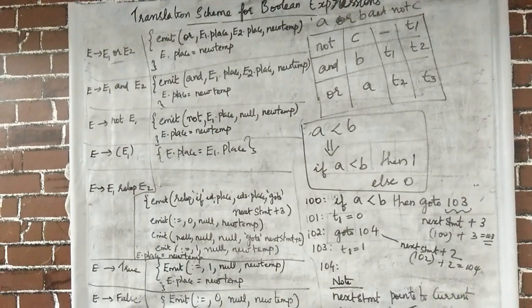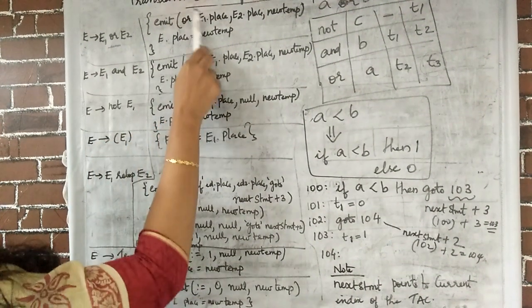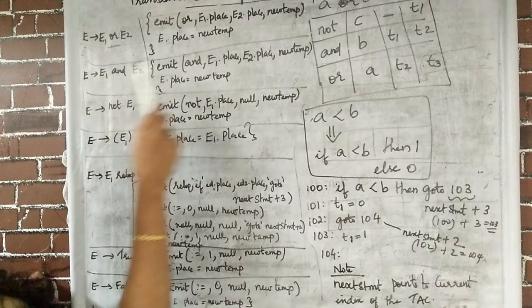Now consider the second production rule, E produces E1 and E2. In a similar way, the only difference is that instead of OR we have the AND operation here.